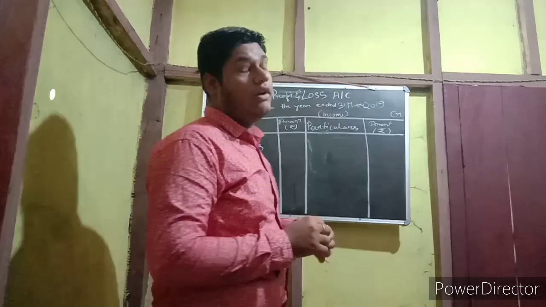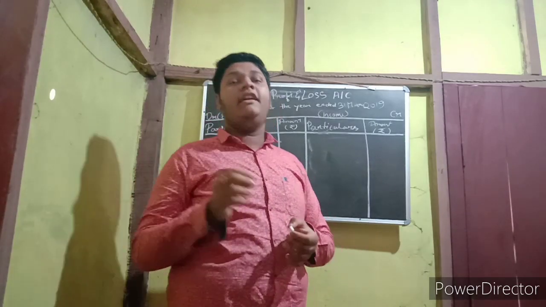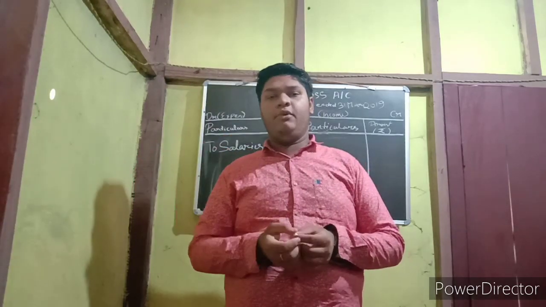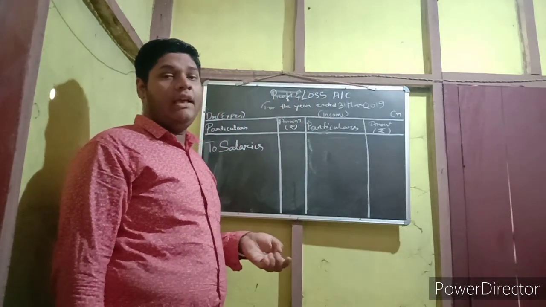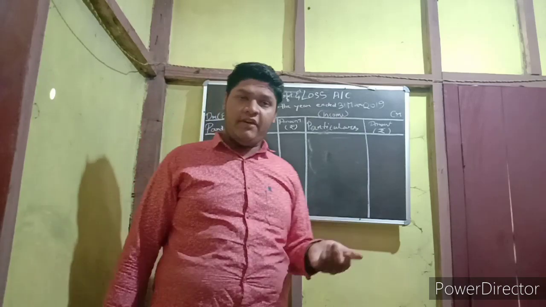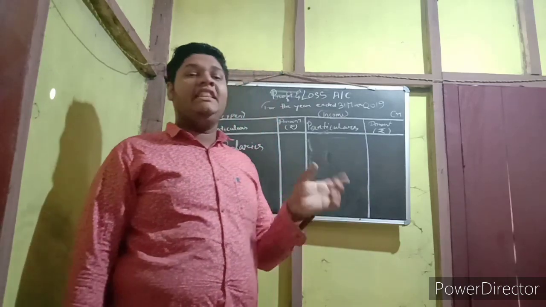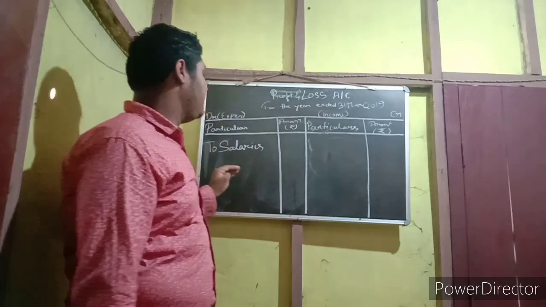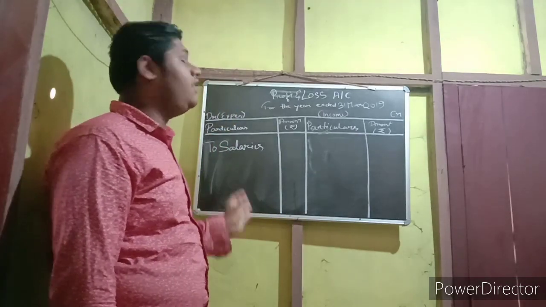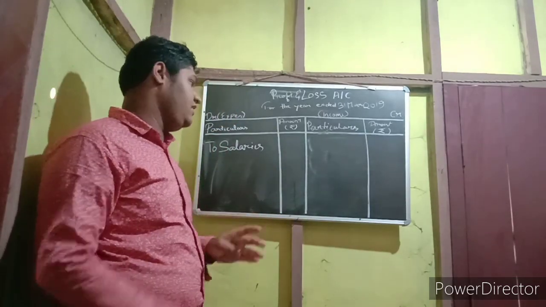Salaries. What are salaries? Salaries is the amount which we pay to our employees. If we pay our employees, this is not manufacturing. Yes, employees are related to the manufacturing process, but their salary we can't take as a manufacturing expense. So this we will take as an indirect expense. Indirect means which is not directly related to the manufacturing of any company.